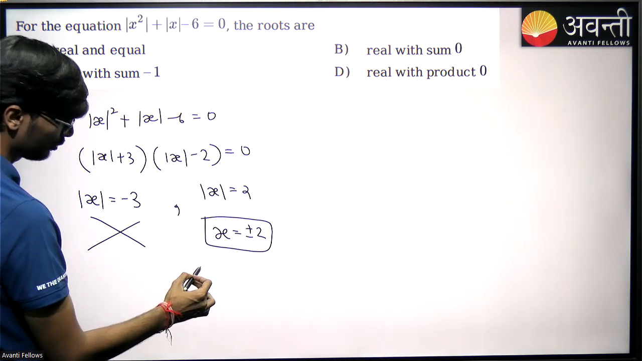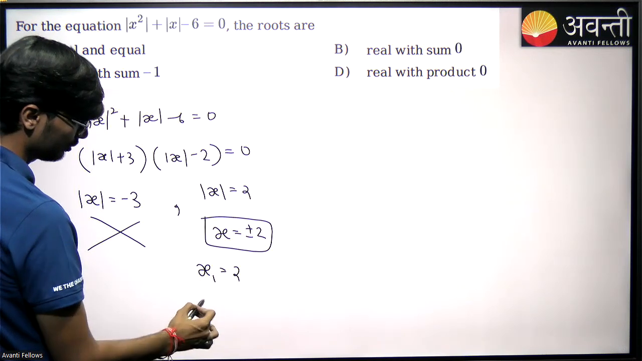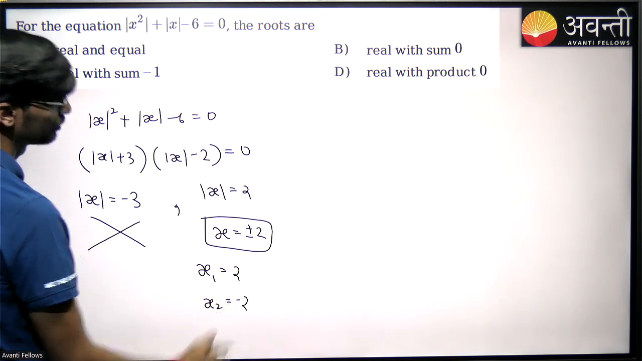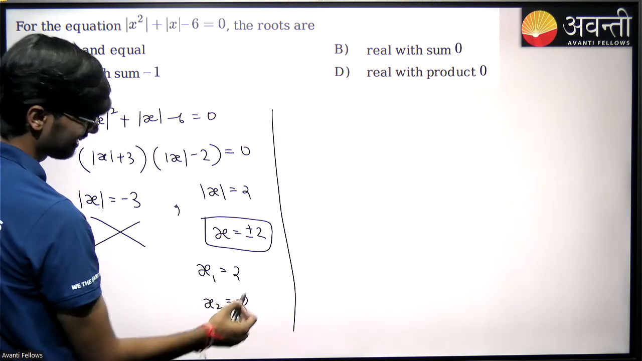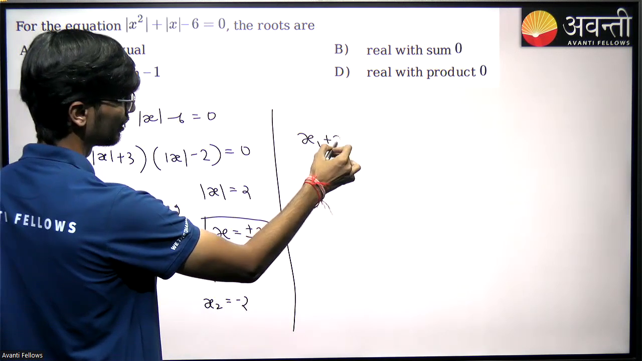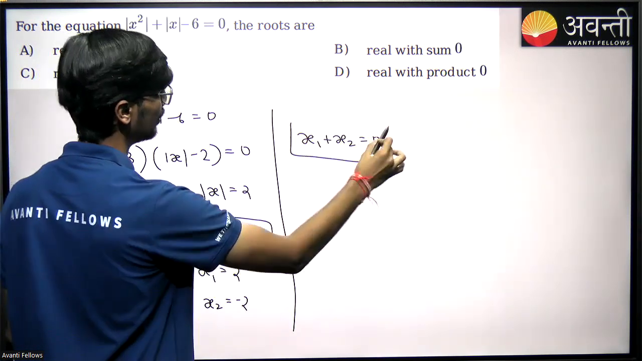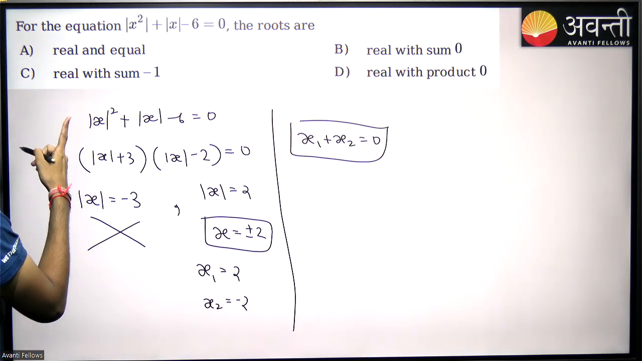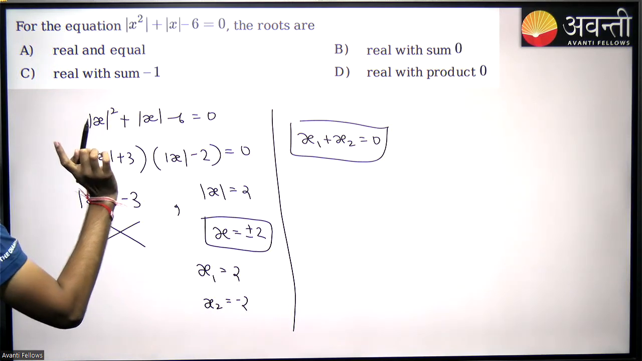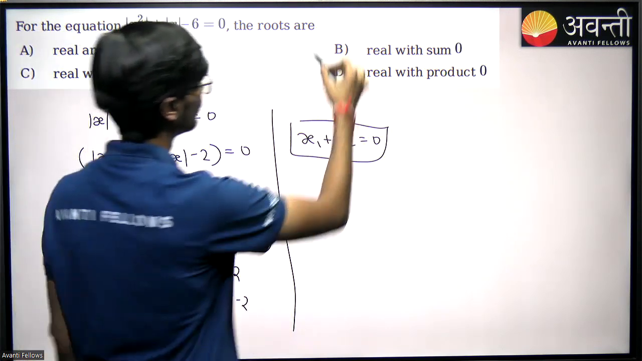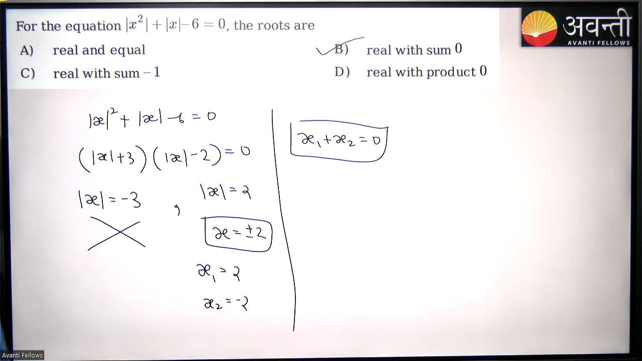So what are the roots? Let's say roots are x1 equals 2, x2 equals minus 2. So the roots are real, and if we add x1 plus x2, we'll get 0. So the roots are real, okay, real with sum 0. So that means option number B. Let's see the next one.